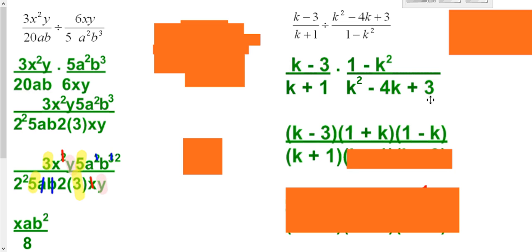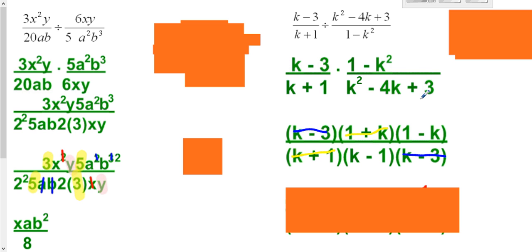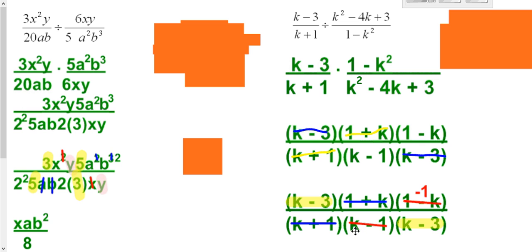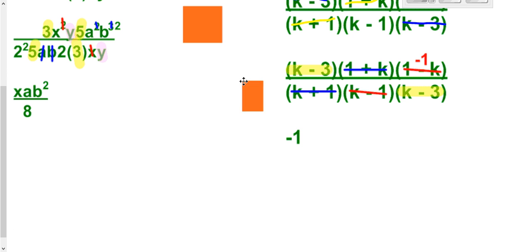On the bottom, we can also factor that. That factors into a k minus 1 and a k minus 3. Now that we have some things that are the same top and bottom, we can start crossing stuff out. We have our k plus 1's. We have a k minus 3, k minus 3. And what goes on when these two things are pretty much the same, but they're switched around the minus sign? Well, we can cross those out and put a minus 1. So in other words, everything dropped out except for that minus 1. So your answer is just plain old -1.